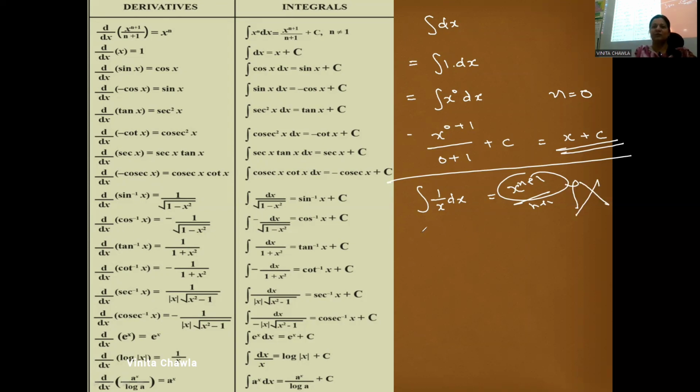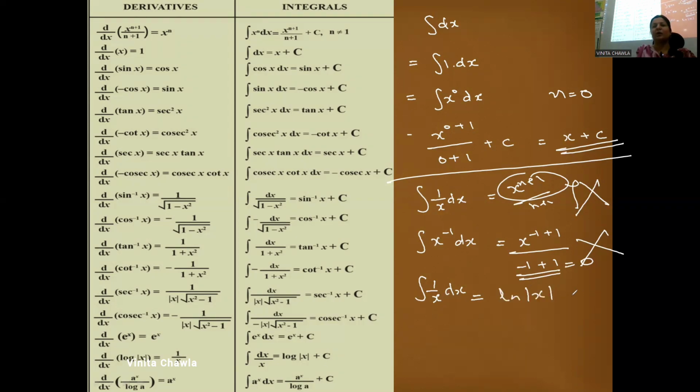What if we use this formula? See, if I use this formula, n is minus 1. So we'll get x^(-1+1) upon -1+1. In the denominator, we are getting 0. So we cannot use this. So if we have 1 by x dx, instead of writing like this, what do we write? Log x plus c. Okay. So for 1 upon x, it's log x plus c.